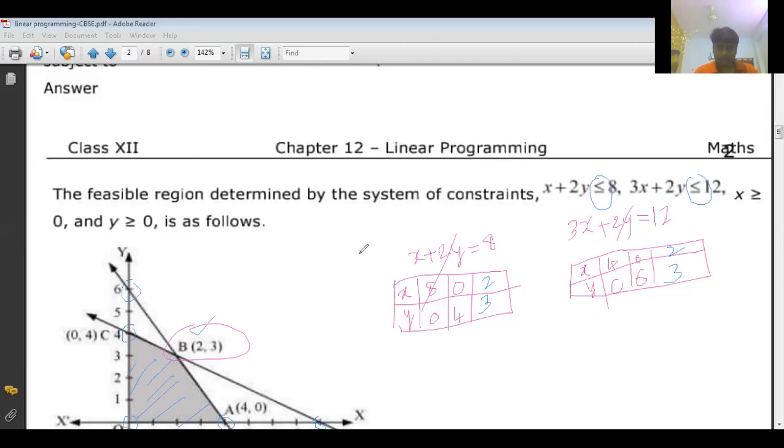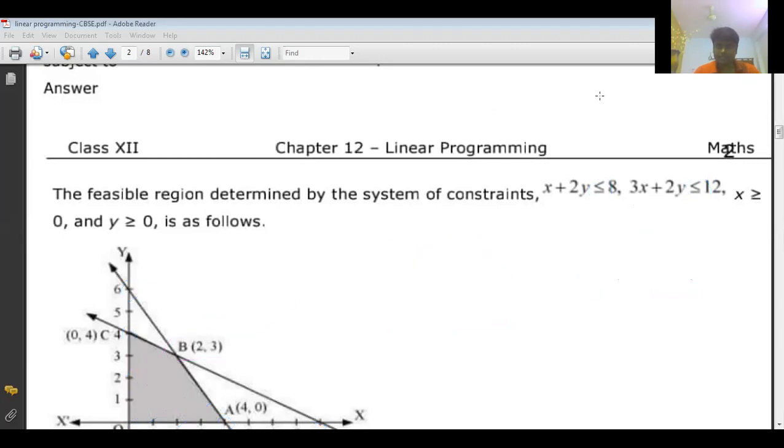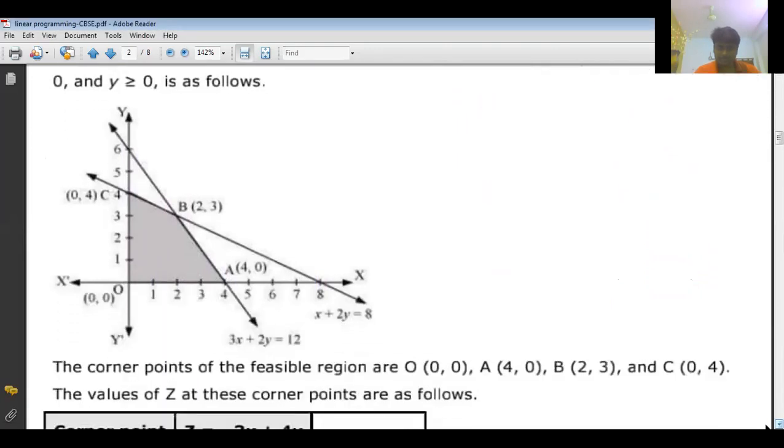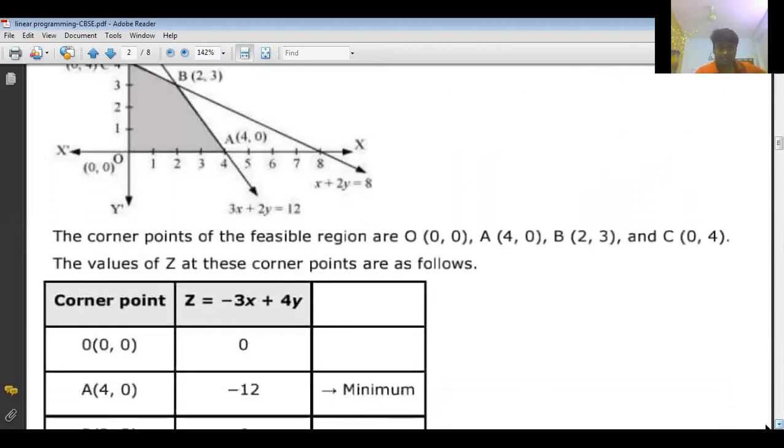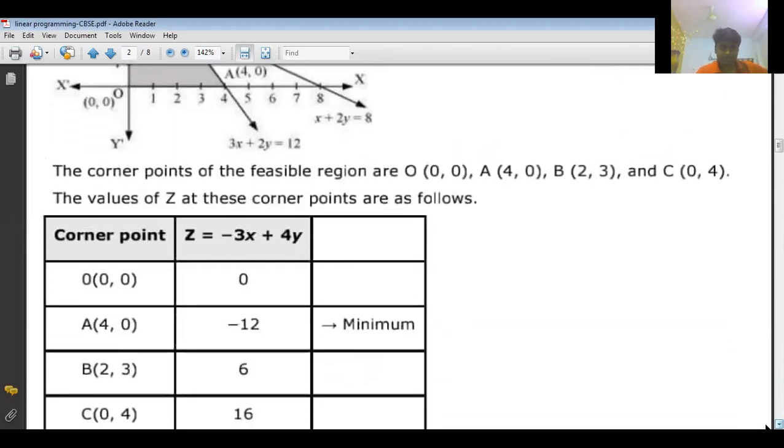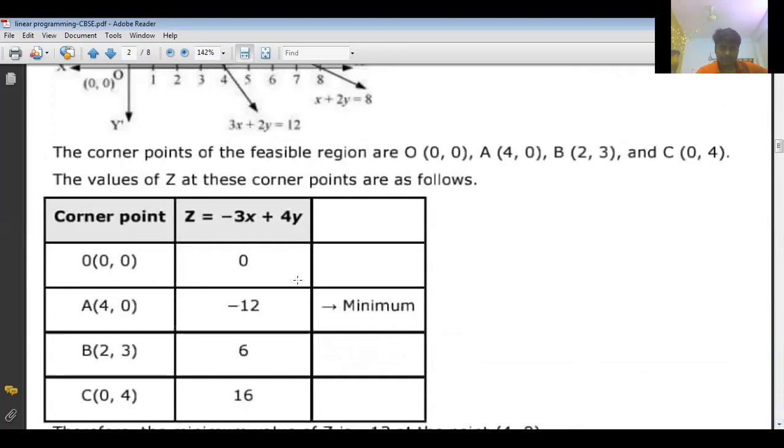At which of these points our objective function is minimized or maximized, we'll see now. Let us take the corner points: 0 comma 0, 4 comma 0, 2 comma 3, 0 comma 4. Here we are finding the minimum value. We are going to minimize the function. If we substitute 0 comma 0, we get 0. 4 comma 0 gives minus 12, 2 comma 3 gives 6, 0 comma 4 gives 16. Where do you get the minimum value? At 4 comma 0, correct?